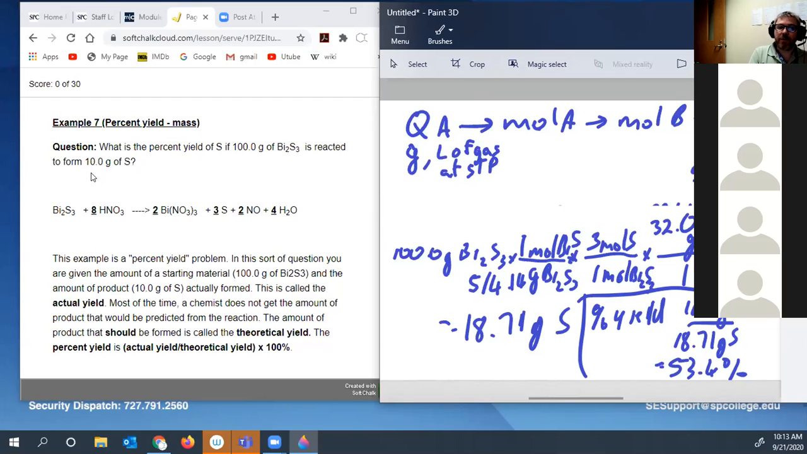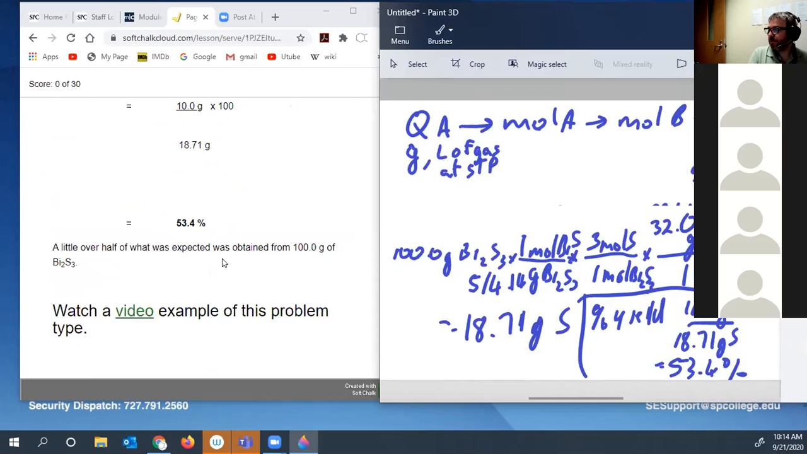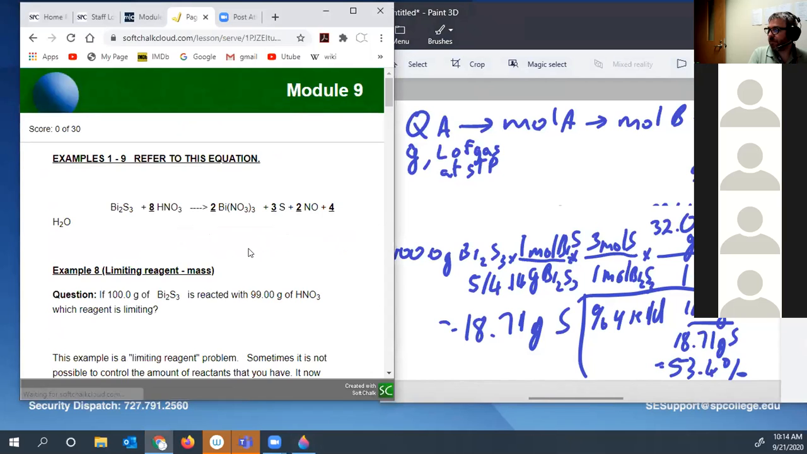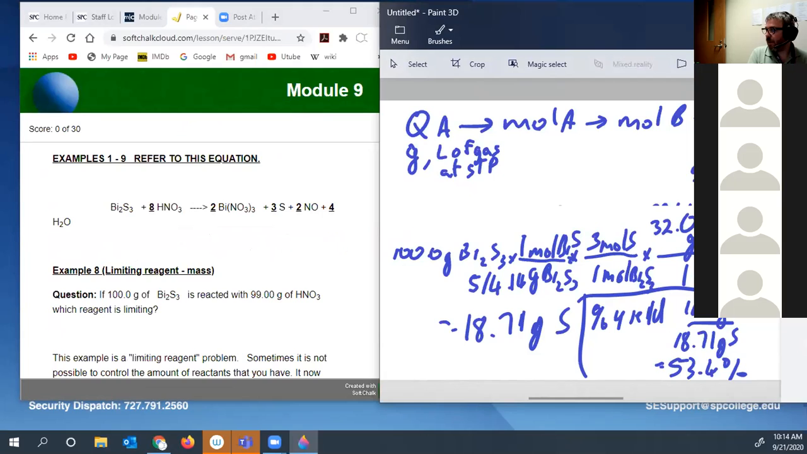Does anybody have any questions? I can't believe everybody's okay with that. All right. Fair enough. Let's look at limiting reagent then.